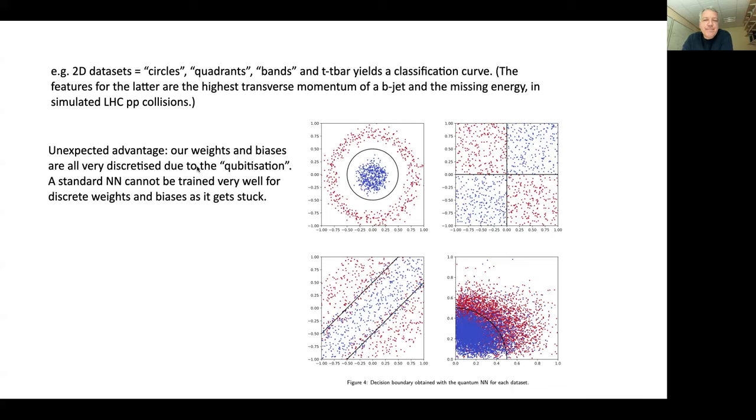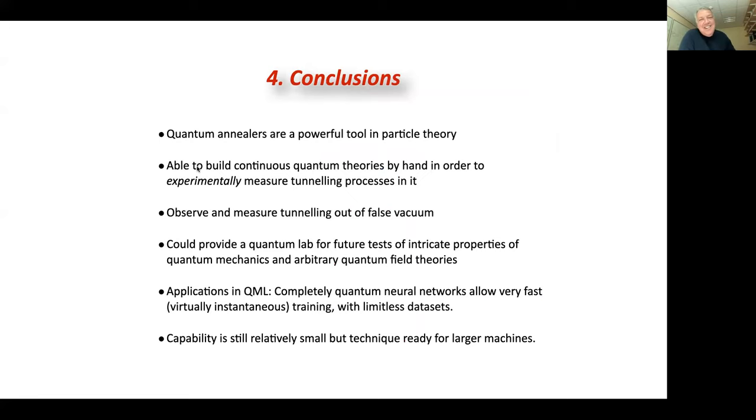Right, okay, so let me conclude. Hopefully you get some idea that quantum annealers are quite a powerful tool for particle theory, mainly because they represent Ising models that you can use to try and recreate field theories, but also you can apply them to optimization problems of all sorts, really. So I think they're becoming an interesting tool that we can use.